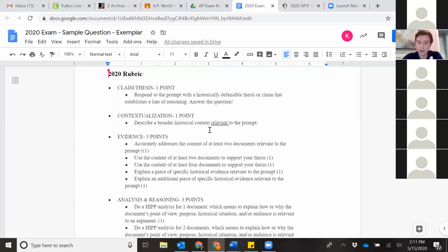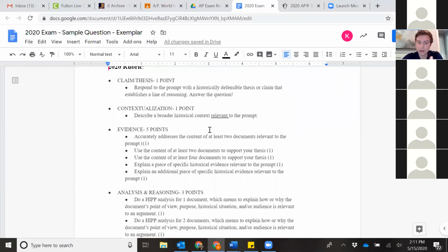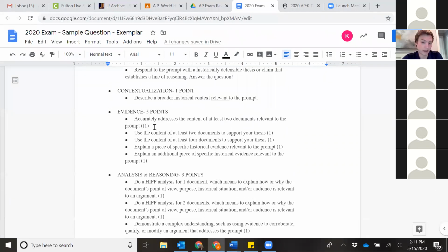That's like normal. 1 point for context. That's like normal. You get 5 points for evidence. So the first evidence point is just that you talk about 2 documents and you're right about what you say about them. I mean, that's it. It should be something everybody gets across the nation. Then you get another point if you use 2 documents and they actually support your thesis, if you actually link them to your thesis, that's a whole nother point.